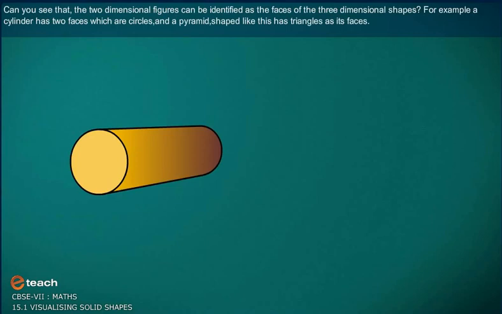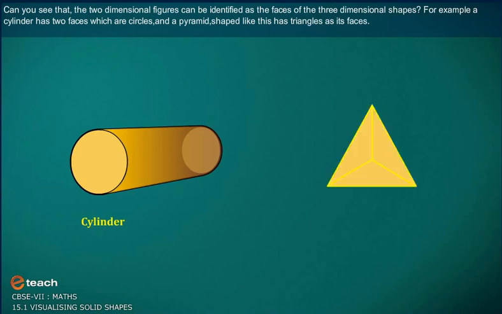Can you see that the two-dimensional figures can be identified as the faces of the three-dimensional shapes? For example, a cylinder has two faces which are circles, and a pyramid shaped like this has triangles as its faces.